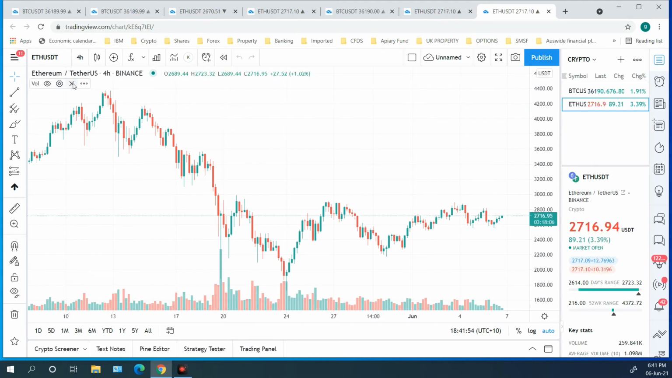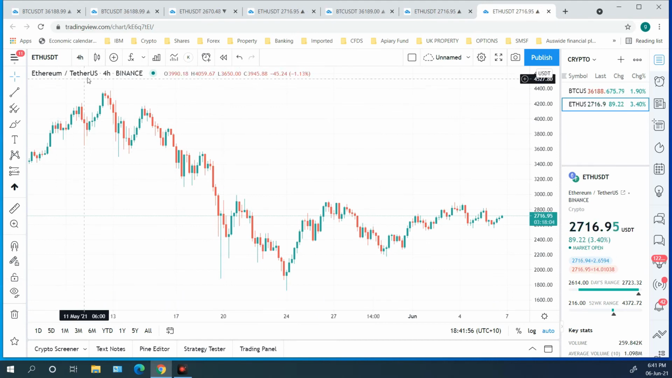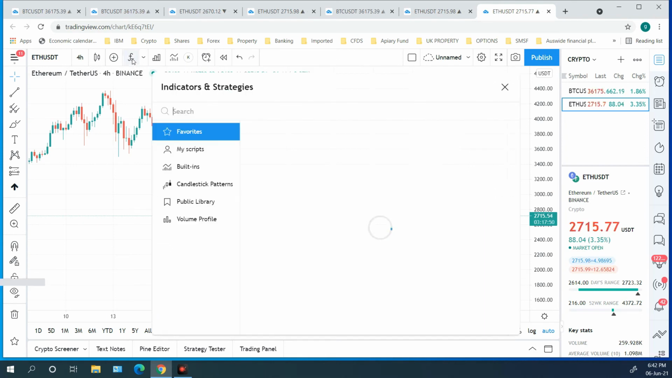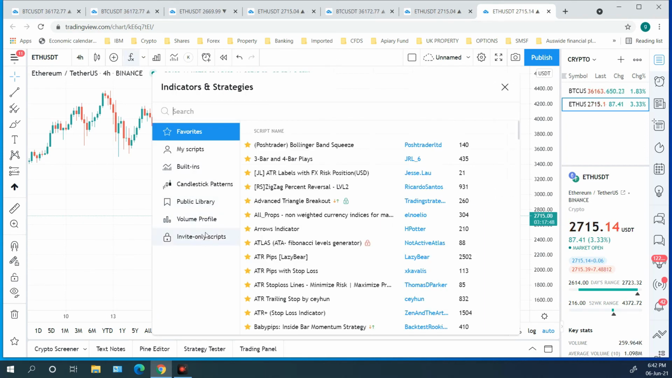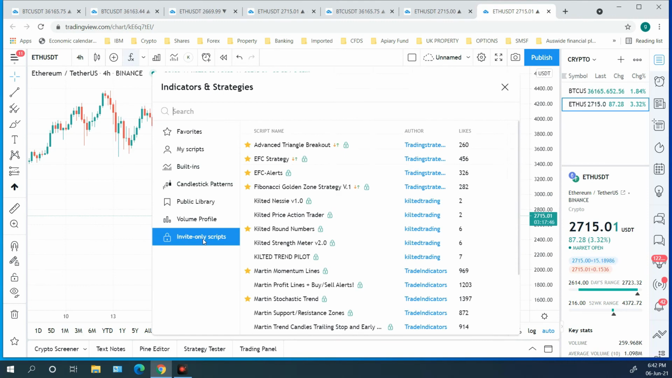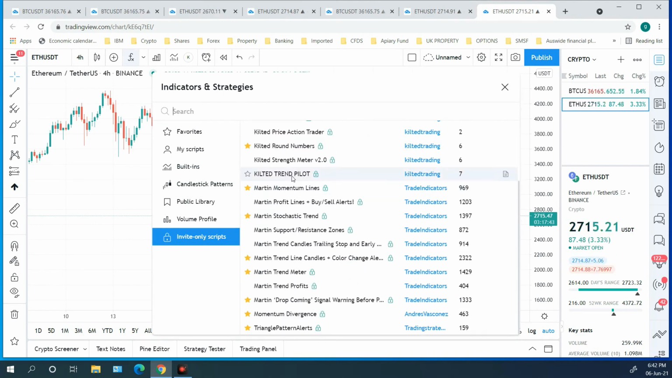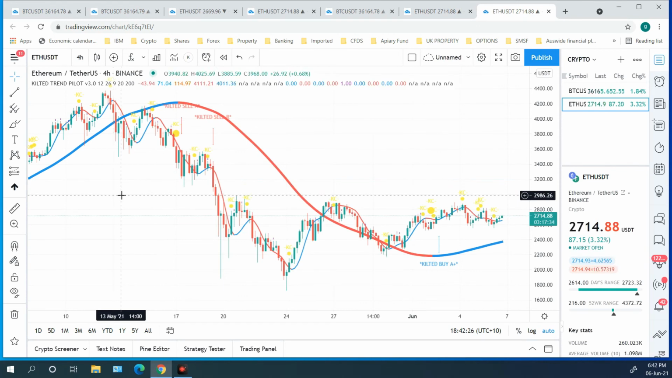However, we'll delete that one, and then we'll add the Kilted Trend Pilot. For those of you who have got it, you obviously know how to add it. But for those looking to trial it, click on this little icon here, which is our indicators and strategies. Come down here for your invite only scripts, and you should have the Kilted Trend Pilot here, perhaps not as many scripts as I have. All you do is click it once and it appears on the chart. It is that simple, guys.